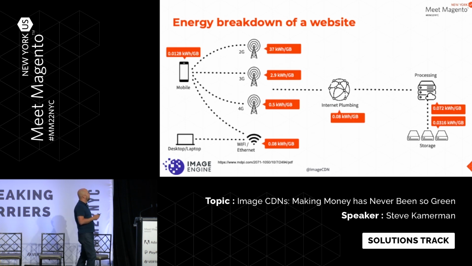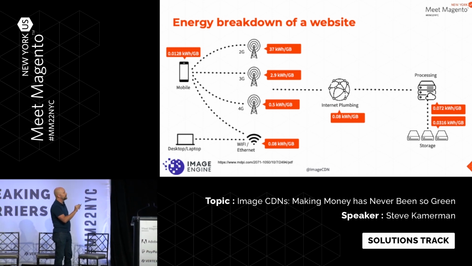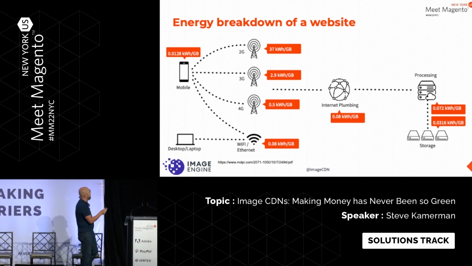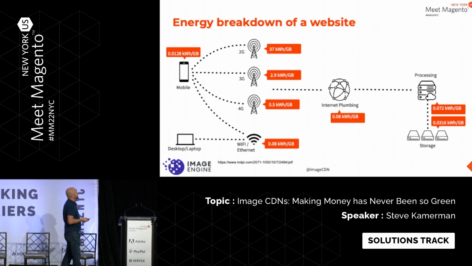So here's an example. Here's a distribution of the power, which parts of the process between your servers and your end users are using energy and how much energy they're using. Like I said, everything from the internet plumbing, the backbone of the internet, between you and your end users. From the internet to your servers is about 50% of the energy consumption typically, and from the internet to your end users is the other 50%.